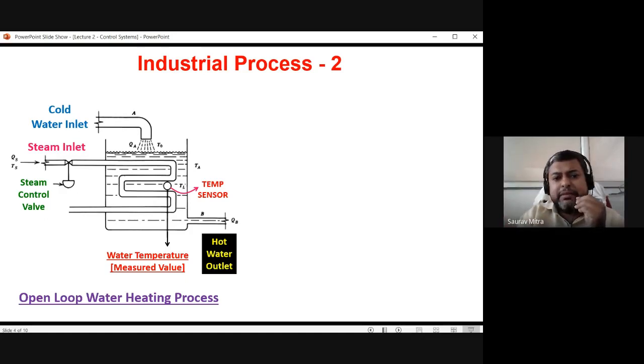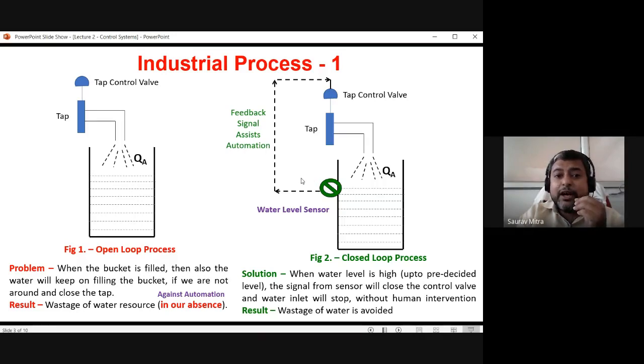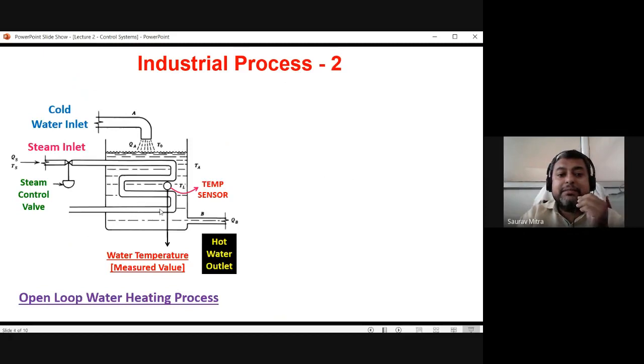What is the problem? The water might get too hot, or it might not get heated properly. Though there is a temperature sensor, we are not using its output anywhere. Just check the previous case: the water level sensor output should go and control the tap. Then only can we say it is feedback. If you are just taking the water level sensor output and not connecting it to the tap, then it is not a closed loop system. Here the same thing is happening. We are measuring the temperature, but we are not using this measured value for anything. Actually, this measured temperature should be able to open or close the steam control valve through an actuator.